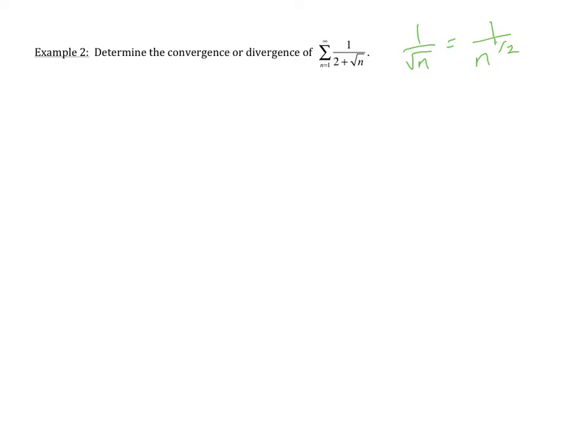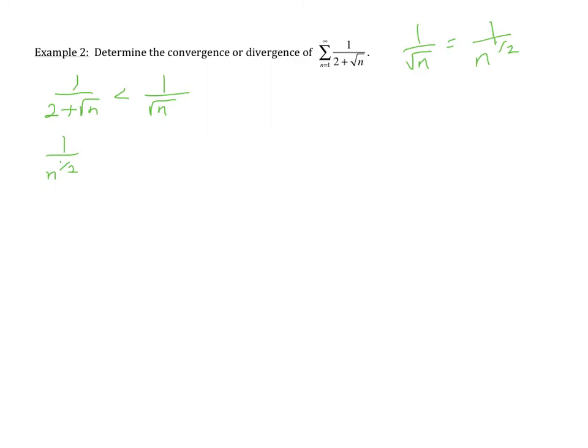And the inequality is going to show that 1 over 2 plus the square root of n is smaller than 1 over the square root of n. And again, that's because 2 plus the square root of n is bigger than the square root of n, so be careful with those. But we've got our inequality set up. So now we're going to talk about whether or not our chosen series diverges or converges.